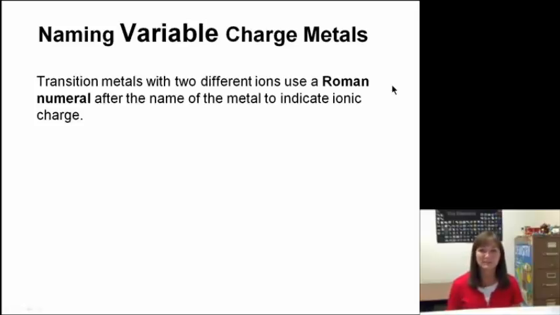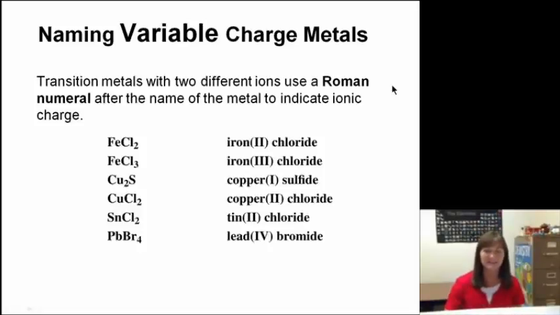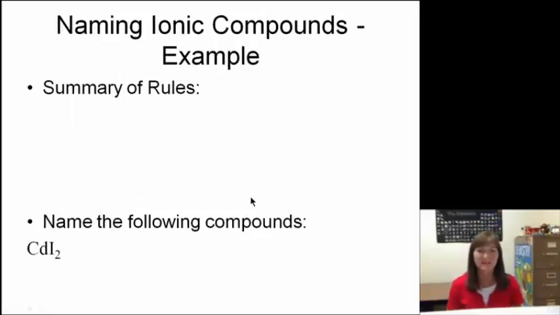So name the variable charged metals. Transition metals with two different ions use Roman numerals after the name to indicate the ionic charge. So here's a couple examples. If I had just told you, oh, go back to the room and get a bottle of iron chloride, you'd go back there and you'd be like, well, which one is it? Because iron can have a variable charge. So that is why it's important to have the Roman numeral in the name. So iron 2 chloride tells me that the charge on the iron is 2 in this case. Iron 3 chloride, I have a charge of 3 plus on the iron. Okay, so here are a couple examples.